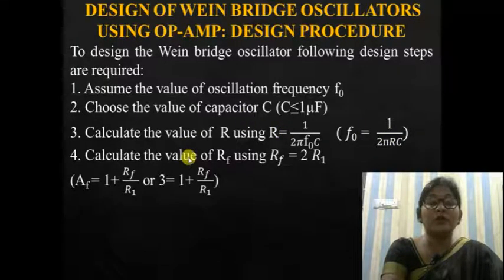The next step is to calculate the value of RF using RF equal to twice R1. Why is it twice R1? Because we had already derived the equations for the oscillation frequency and gain of the Wien bridge oscillator in our previous lecture. In the case of the Wien bridge oscillator the required gain is 3. So using this formula you can calculate RF, which is equal to twice R1. These are the design steps required to design the Wien bridge oscillator.